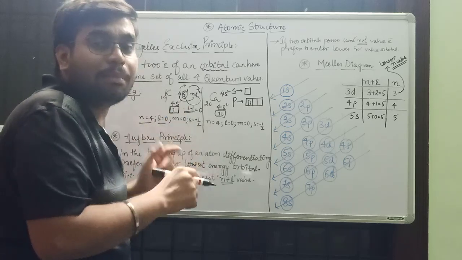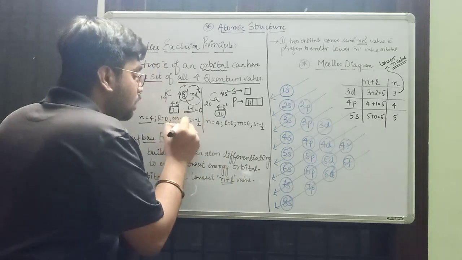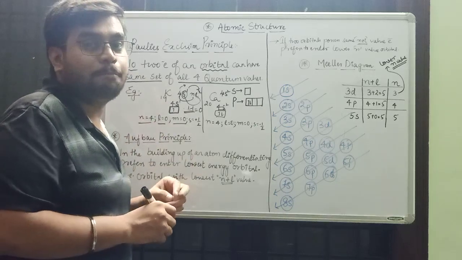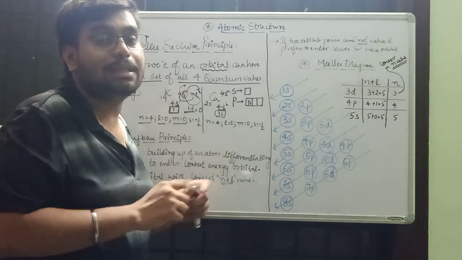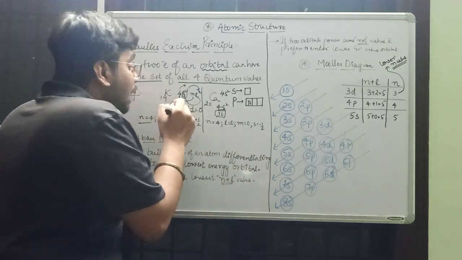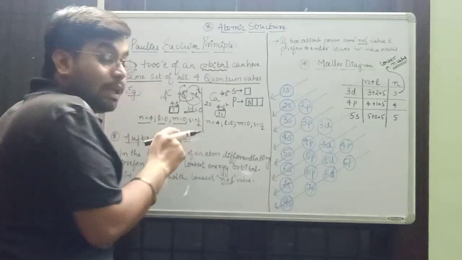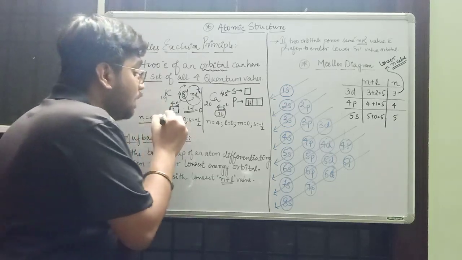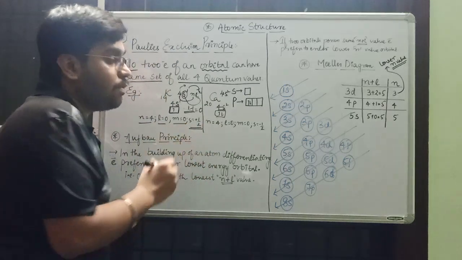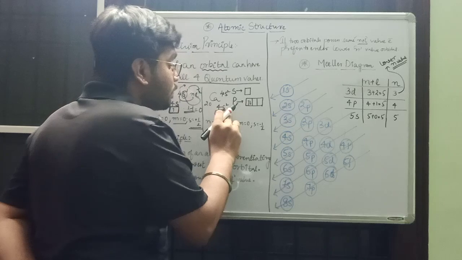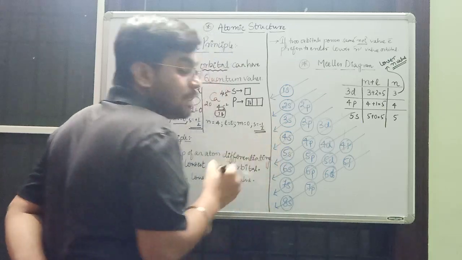And what about m? m can take values from minus l to plus l including 0. Here l itself is 0, so m is also 0. And what about spin? We said s can have only 2 values depending upon the orientation, that is either clockwise or anti-clockwise. The electron belonging to 4s1 of potassium, if it has clockwise spin, then its s value is plus half. The electron in calcium has anti-clockwise spin, that is s equal to minus half.